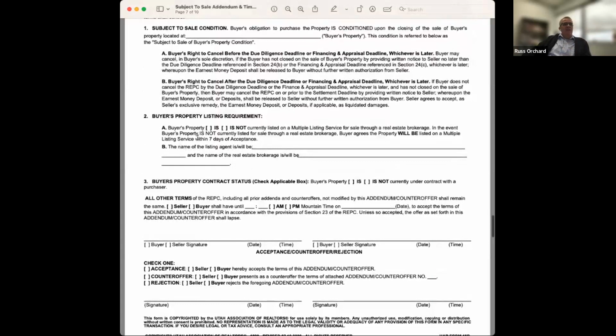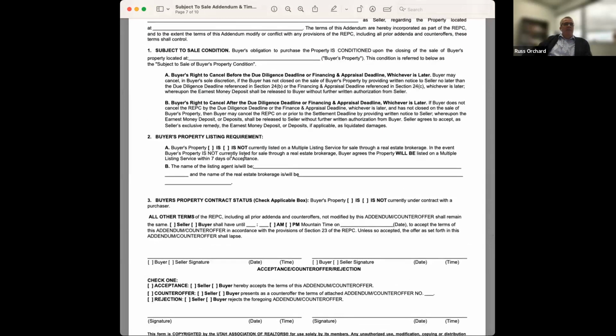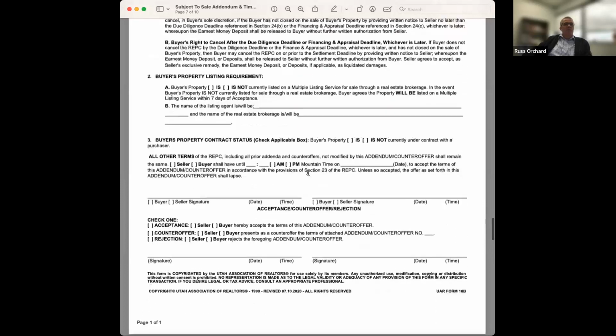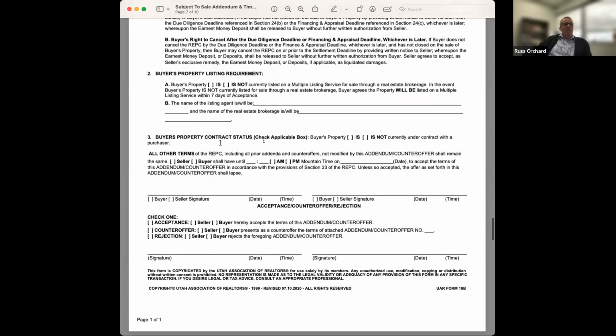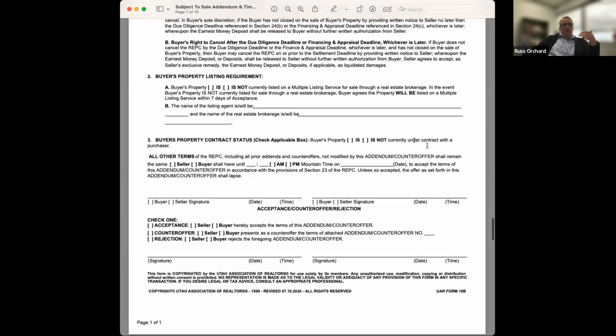So the next section down is the buyer's property listing requirements. The buyer's property is or is not currently listed on the MLS. If it's not currently listed, then they're agreeing that it will be on the MLS within 7 days of acceptance. And then the name of the listing agent is going to go in here. The name of the brokerage will go there. And then this last is the buyer's property is or is not currently under contract with a purchaser. So that's how you're going to fill out this form.